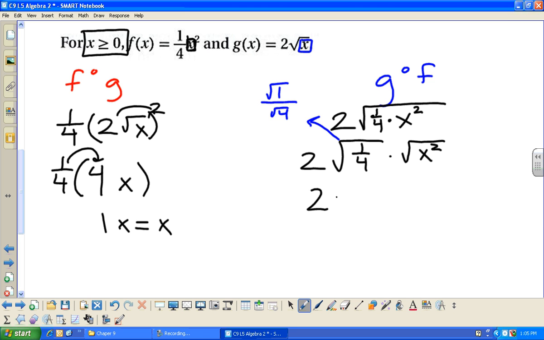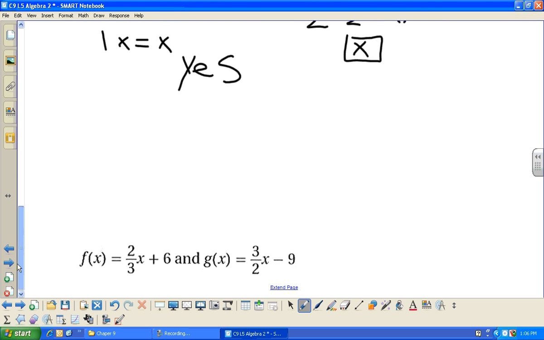So the square root of 1/4 would be equal to 1/2. Square root of 1 is equal to 1, and the square root of 4 is equal to 2. Square root of x squared will just give me x. If I simplify, I just get x out. So this would be, yes, they are inverse functions.